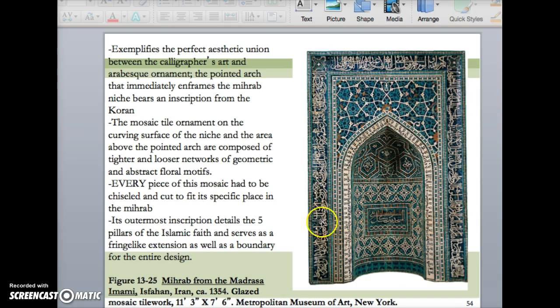So just take a minute to observe this, and you should be seeing all of these vocabulary terms that we learned: calligraphy, arabesques, geometric patterns, mosaic, okay, is all here. So you should be familiar with this as well. And the other cool thing about this is that it is in the Met in New York, so if you ever want to go see it in person, it's not that far away.